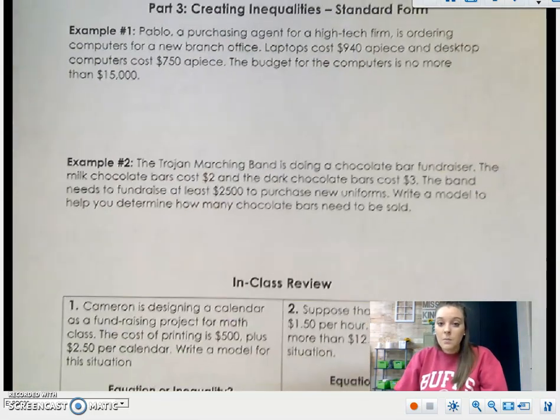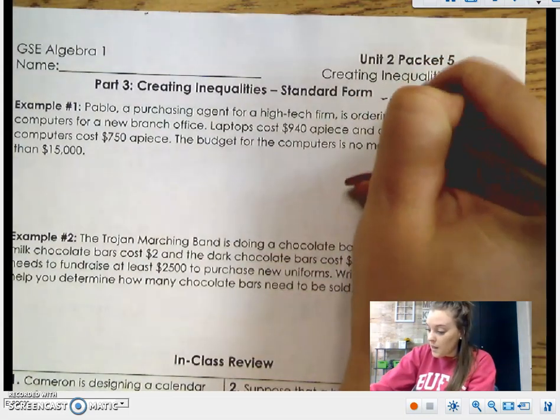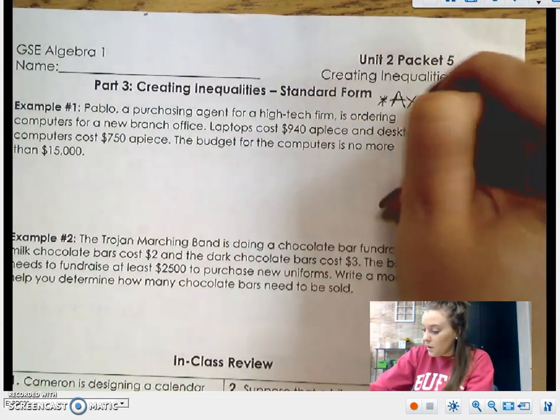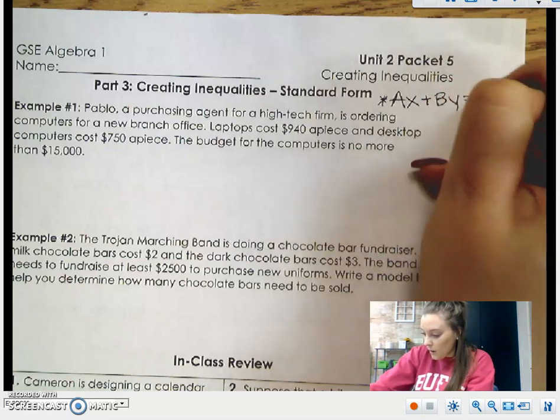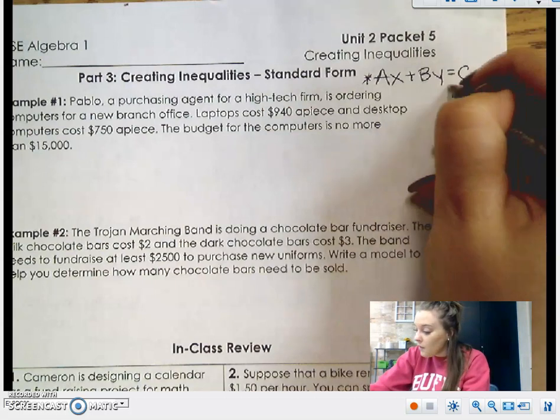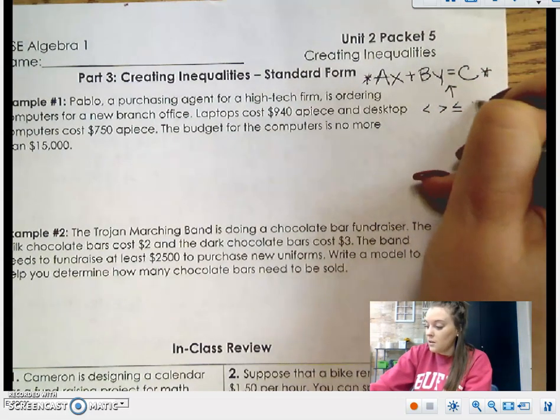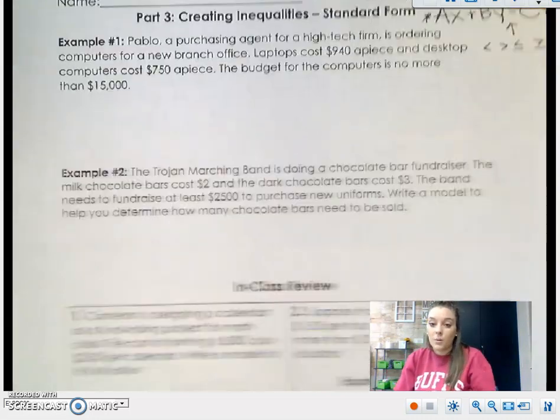So example number 1 for standard form, but before we do that, let's write down standard form. Ax plus By equals C. That's standard form. So instead of having an equal sign, we're going to use our less than, greater than, less than or equal to, greater than or equal to symbol.